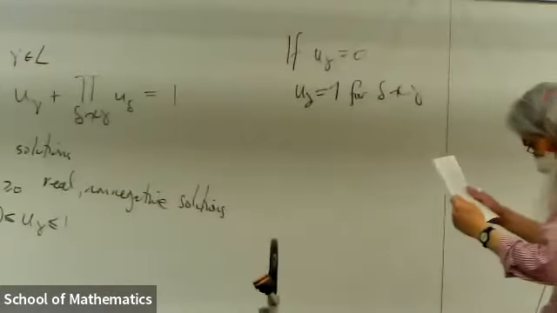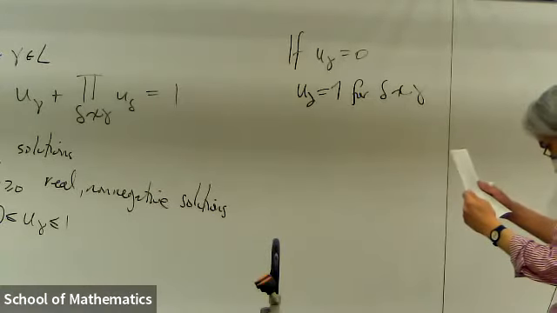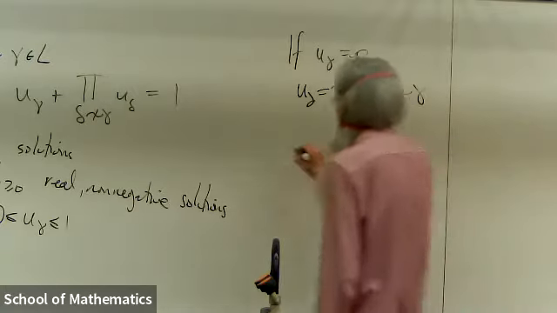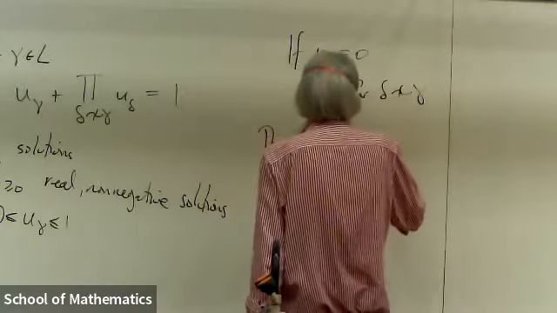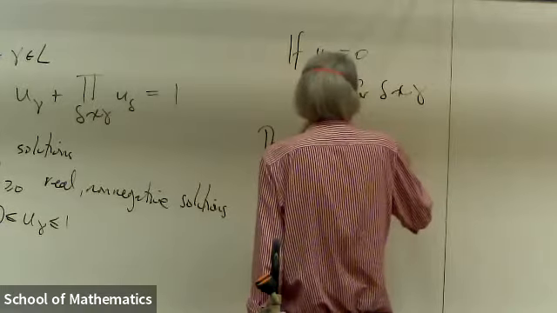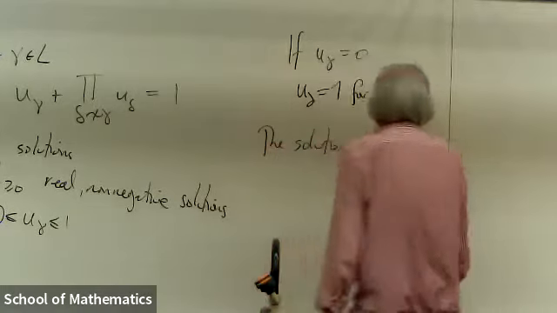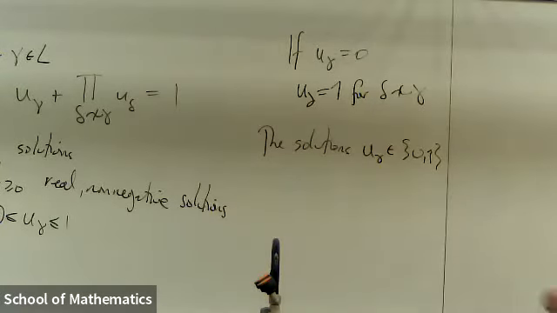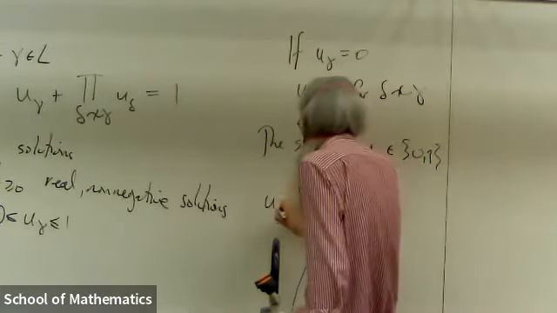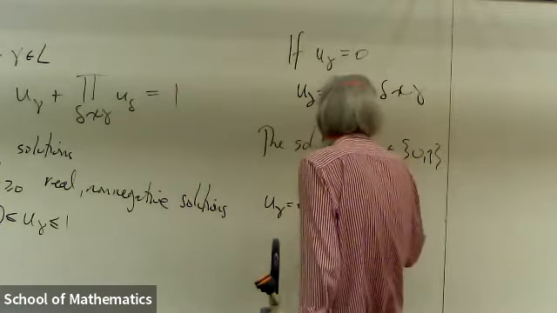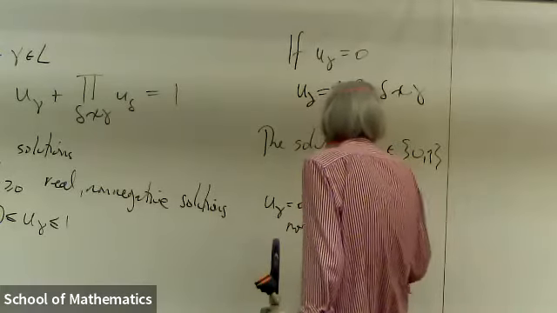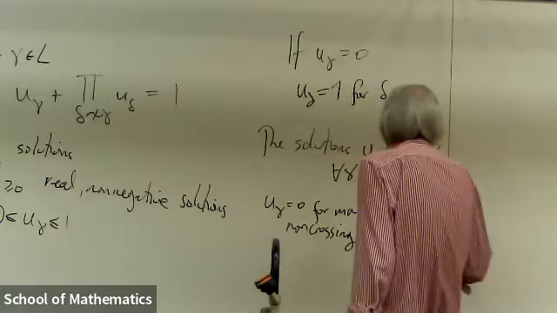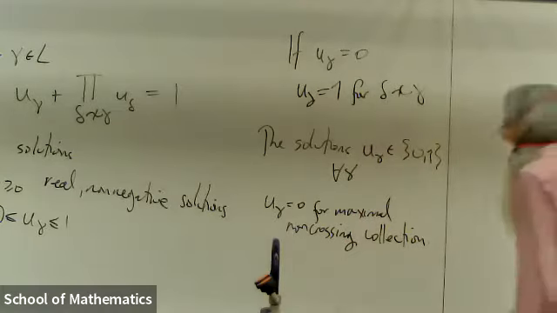Okay. So in particular, the solutions with U gamma, if we ask what does it look like if all the U gammas are zero or one, those look like we set U gamma equals zero for a maximal non-crossing collection, and U gamma equals one for the others.